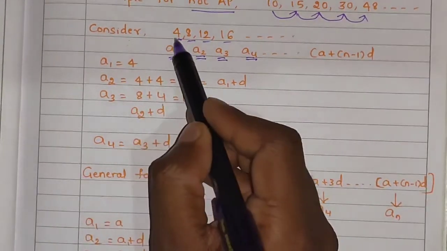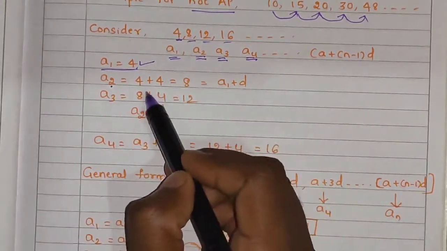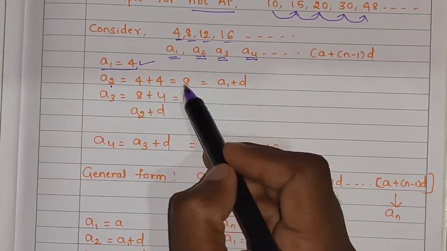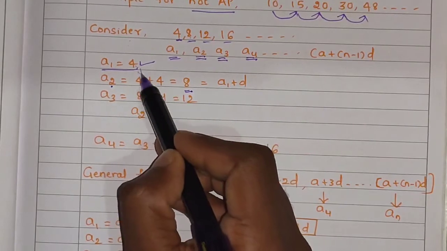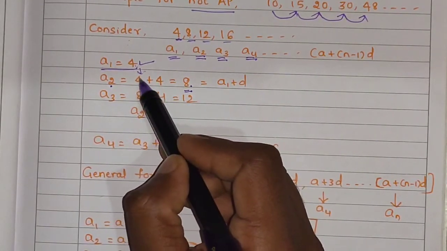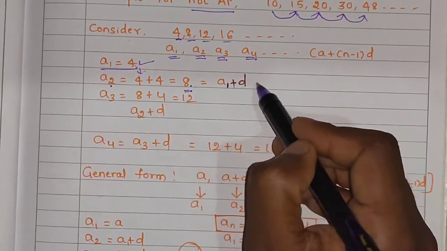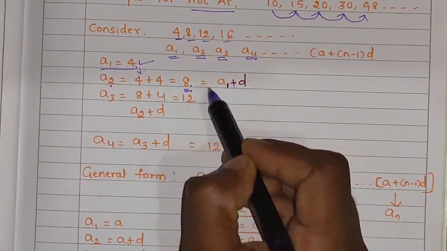Observe now. First term I take A1, that is 4. Second term A2, 8 came. How did this 8 come? We took the first number 4 and we added the common difference. We got 8. This 4 is A1, the first term, and we added the common difference value, that is 4. Hence we got 8.